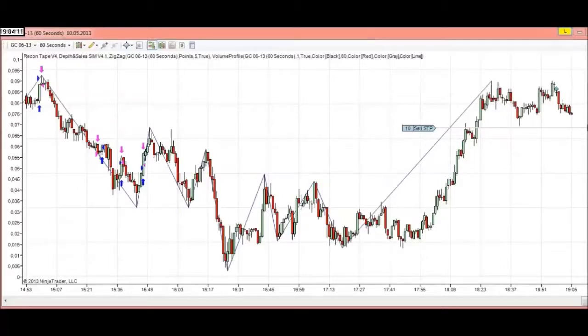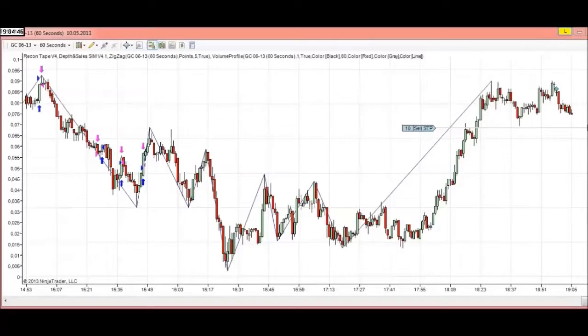Then my intention is to use tape and the DOM to manage the exit, because exit is the biggest unknown and the hardest to pull, not the entry. Because with this kind of system, you never know where to exit up front. It can run 50 ticks, it can run 5 ticks. So basically, what we want to see is a big shift in market sentiment. We want to see a shift on tape.